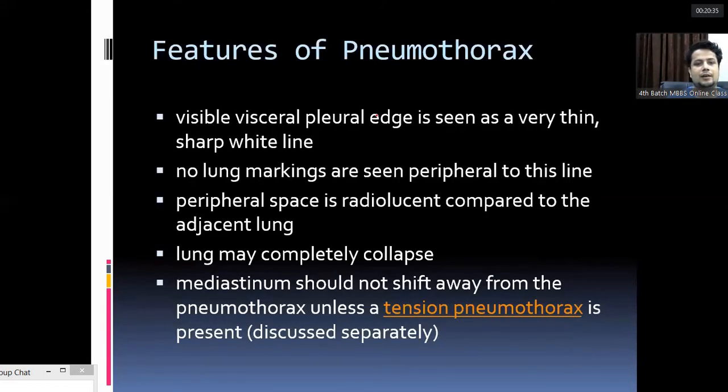So the features of pneumothorax are: there is a visible visceral pleural edge. We know that the pleura is composed of two layers, the parietal pleura and the visceral pleura. Air is present in between these structures, so we may be able to visualize the visceral pleura in case of pneumothorax. No lung markings are seen peripheral to this line. The peripheral space is radiolucent compared to the adjacent lung. The lung may collapse, as there may be compression upon the adjacent lung. And the mediastinum should not shift away from the pneumothorax unless a tension pneumothorax is present.